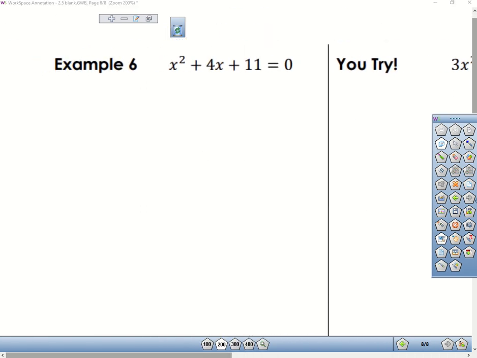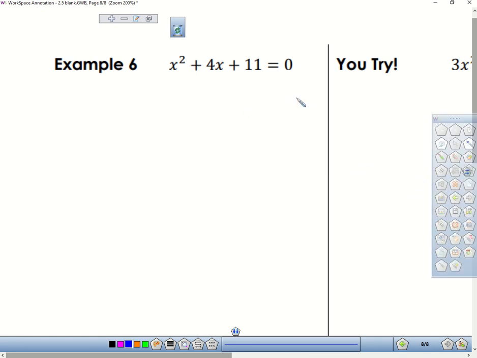first thing we have to do here is get our c term out of the way, right? So I'm going to subtract 11 on both sides. That's going to become x squared plus 4x is equal to negative 11. Now in this case, do we have to factor out the a term? No, we can skip that step. It's easier. We don't have to factor anything out.